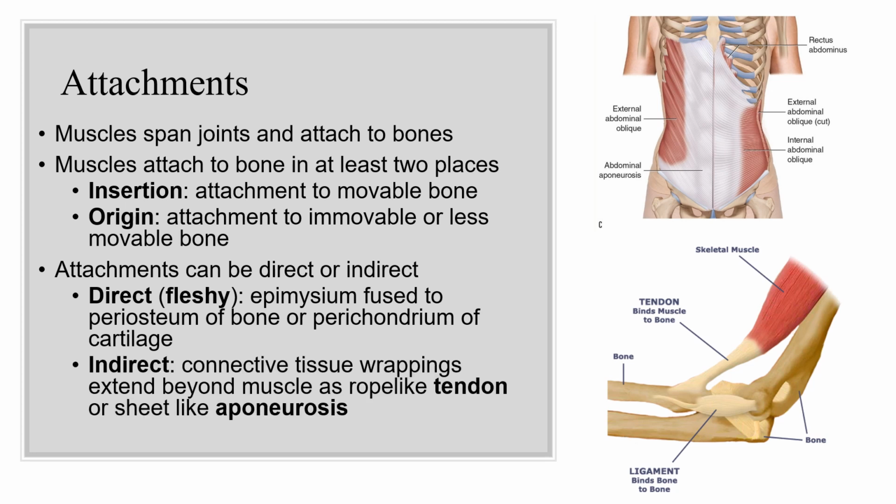There is another type which is called an indirect, which is when you have connective tissue wrappings that will go beyond the muscle. So the muscle has ended and continues through this connective tissue. And it could be something like a tendon or something called an aponeurosis. In this image, we have a tendon right here. The muscle ends right in this location, and then the tendon continues on. So this is going to be an indirect type of connection.